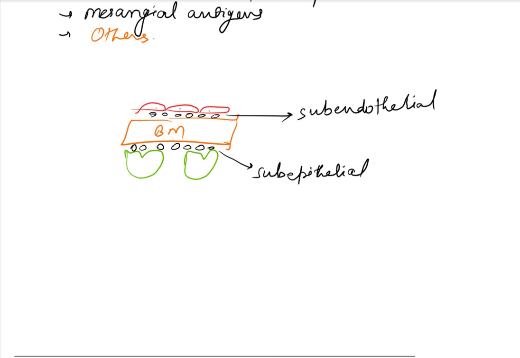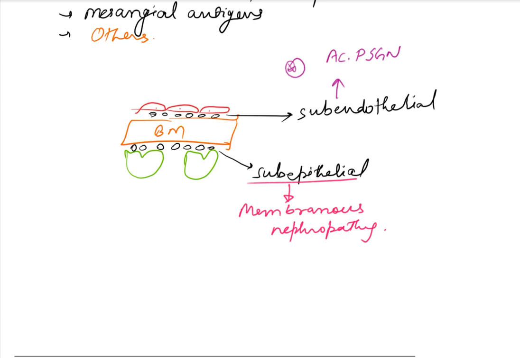Now, what's the significance of this? Typically subendothelial deposit we get in case of acute post-streptococcal glomerulonephritis, and subepithelial we get in case of membranous nephropathy. We can also have deposition in the mesangium. We can also have mesangial depositions here. So mesangial deposition can be seen in case of IgA nephropathy.